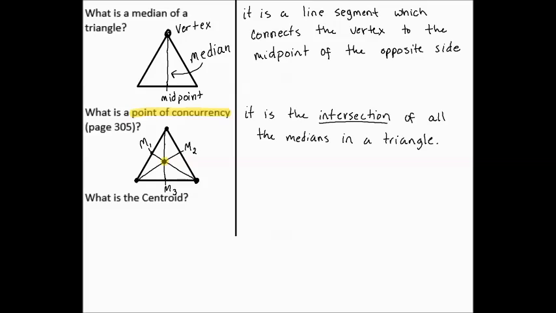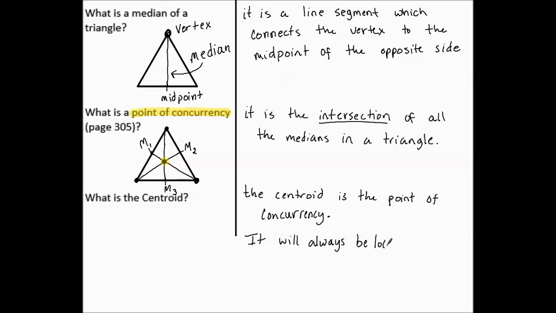This point of concurrency is also known as the centroid. So the centroid is the point of concurrency. It will always be located inside the triangle.